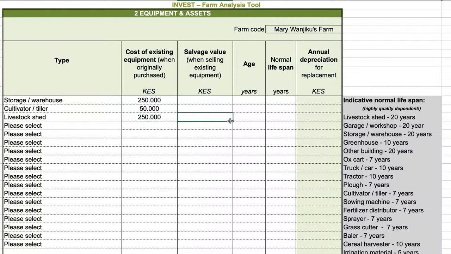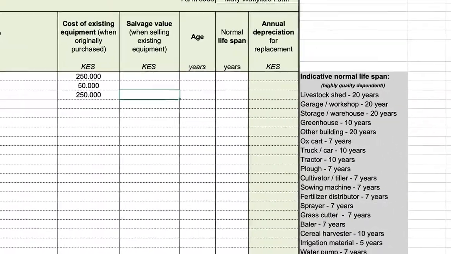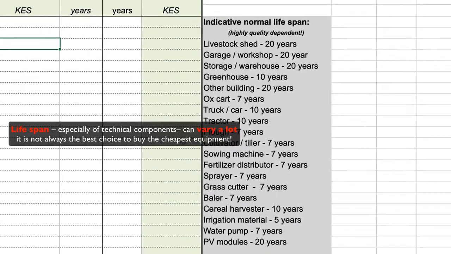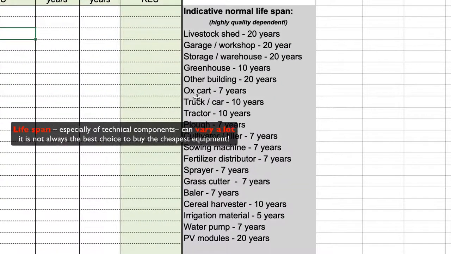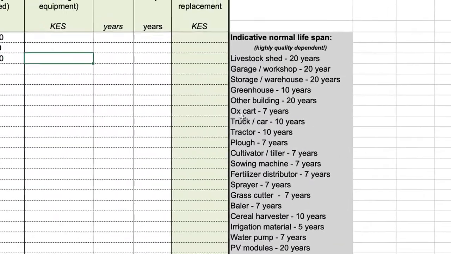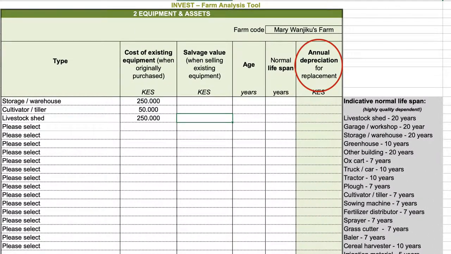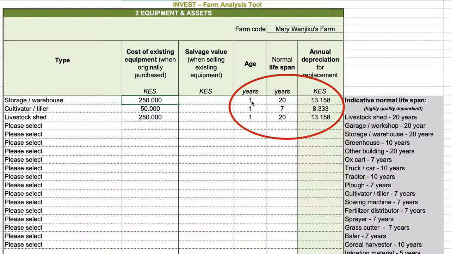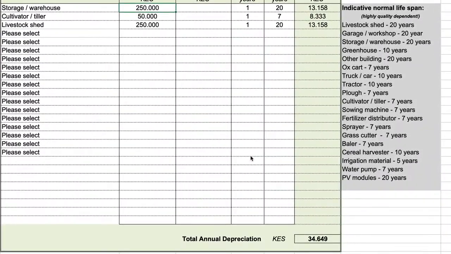The costs of the existing equipment are taken from the country case card Kenya. An indicative normal lifespan is given in the table on the right of the sheet. But you know yourself that the lifespan depends very much on the quality of your equipment. The annual depreciation is calculated automatically. It is a cost for the farm as it has to consider the depreciation for later replacement of the equipment in question. We have entered the data. The salvage value is not needed in our case. Now we get the total annual depreciation of 35,649 Kenyan shilling as a result.